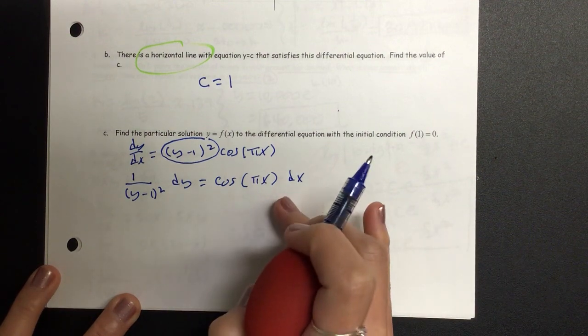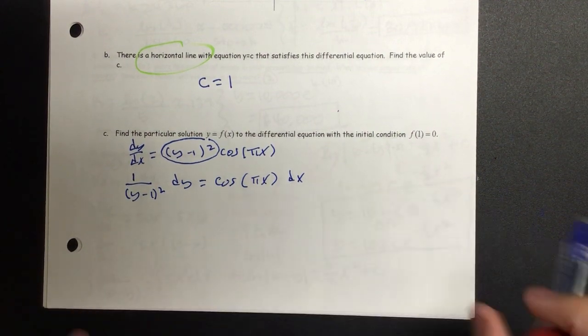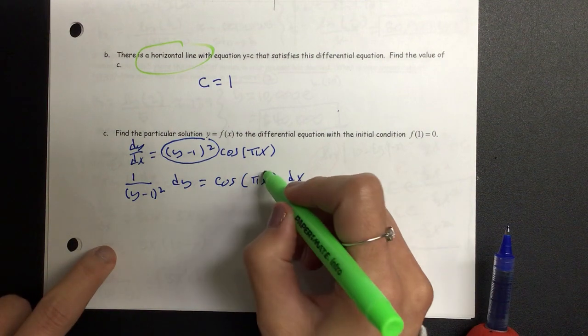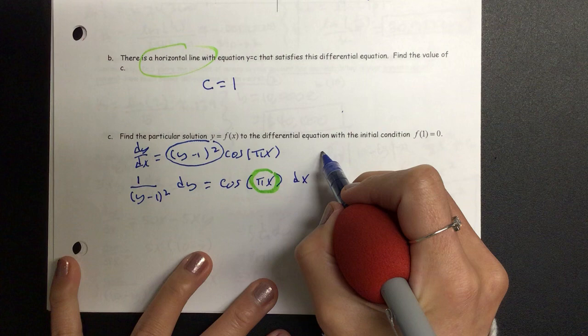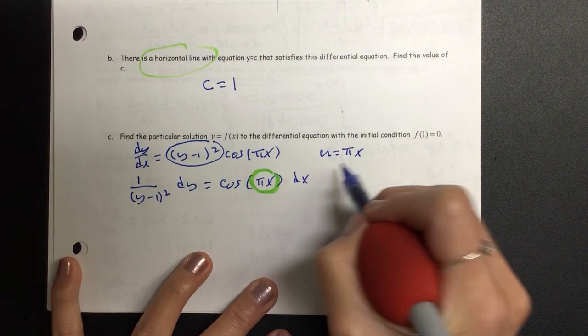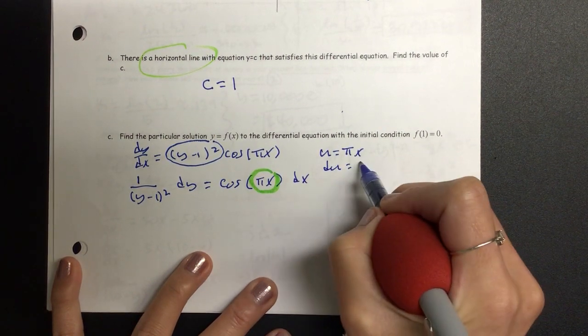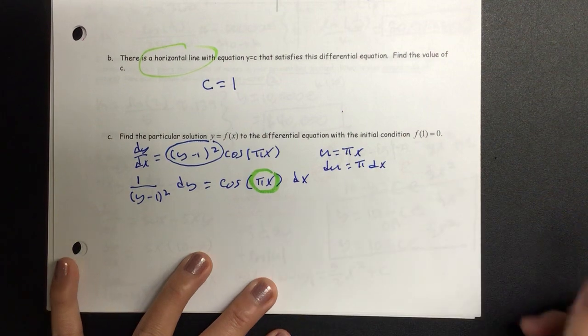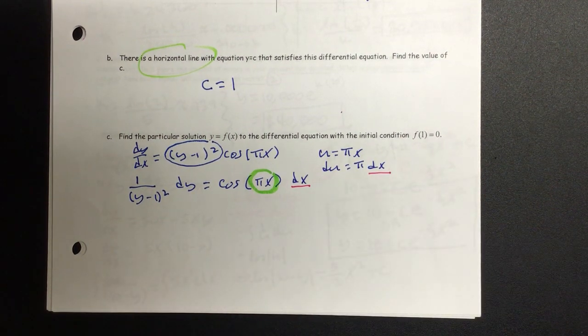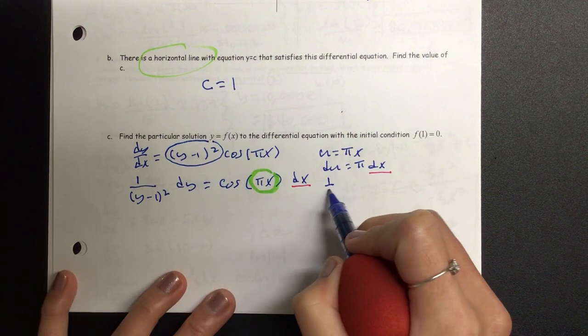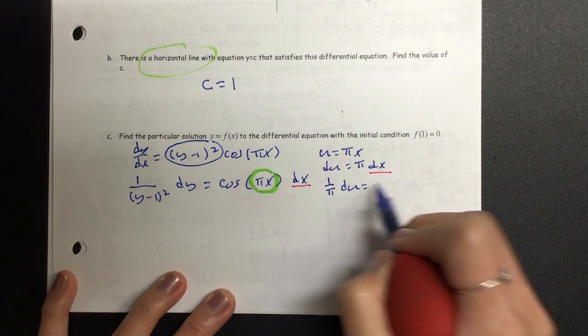And then let's go ahead and rewrite this. Let's do the right side first. The right side is easier. On the right side, we're going to let u equal pi x. So we have u is equal to pi x, so du is equal to pi dx. So let's see if I'm satisfied. I have dx, but I do not have what? So I'm going to move it over. 1 over pi du is equal to dx.